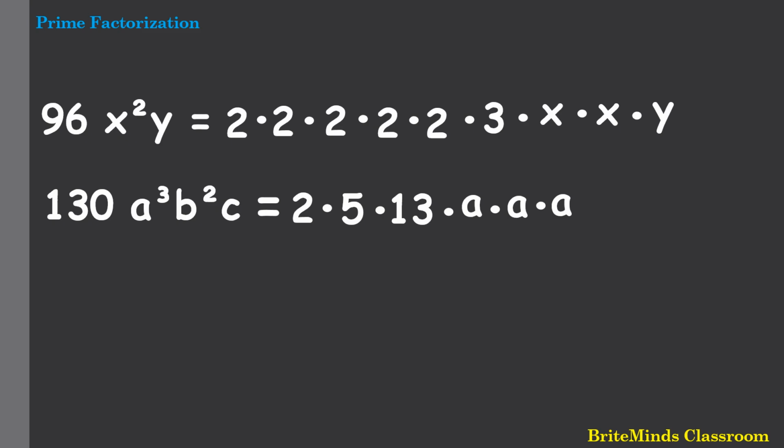And then for our variable b, the b squared, we have 2 b's, times b times b. And then we have only one c, times c. So the prime factorization of 130 a cubed b squared c is 2 times 5 times 13 times a times a times a times b times b times c.